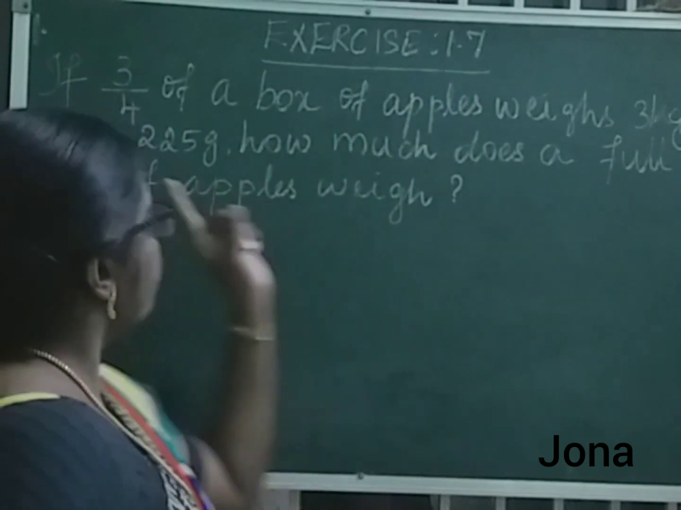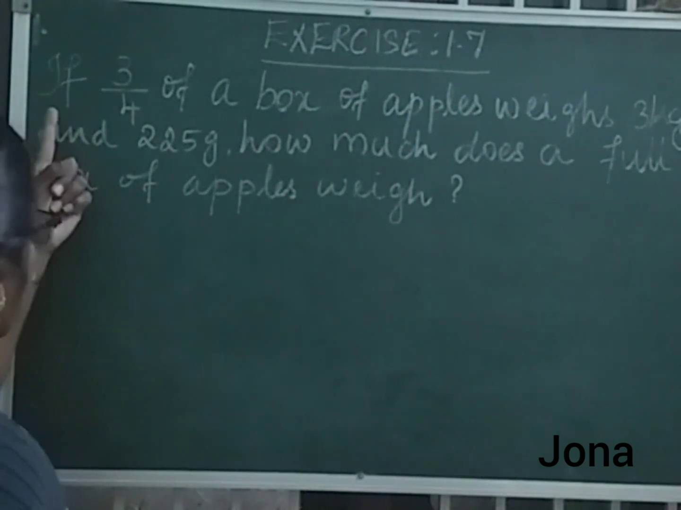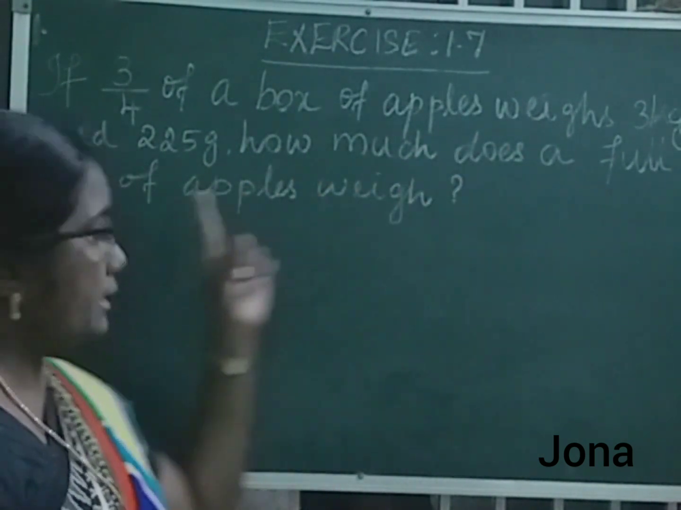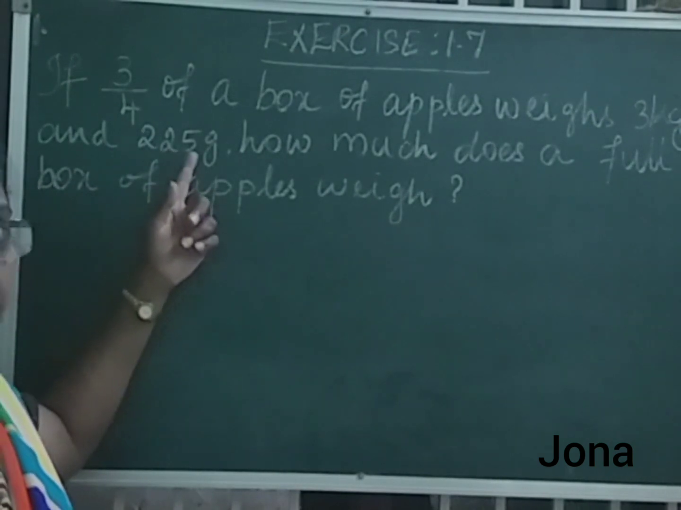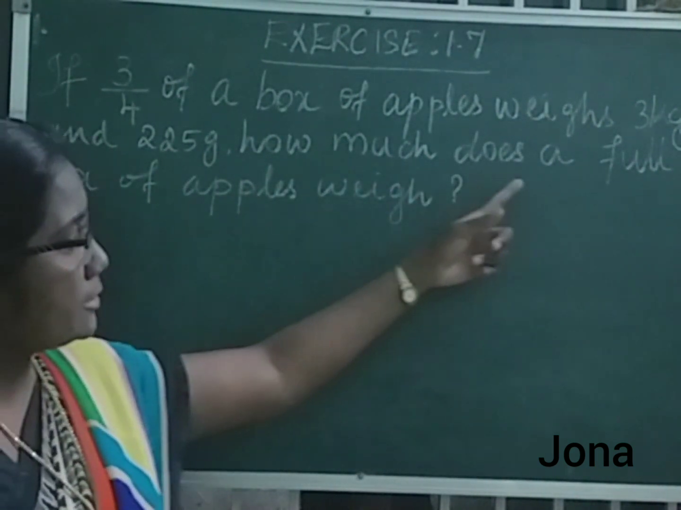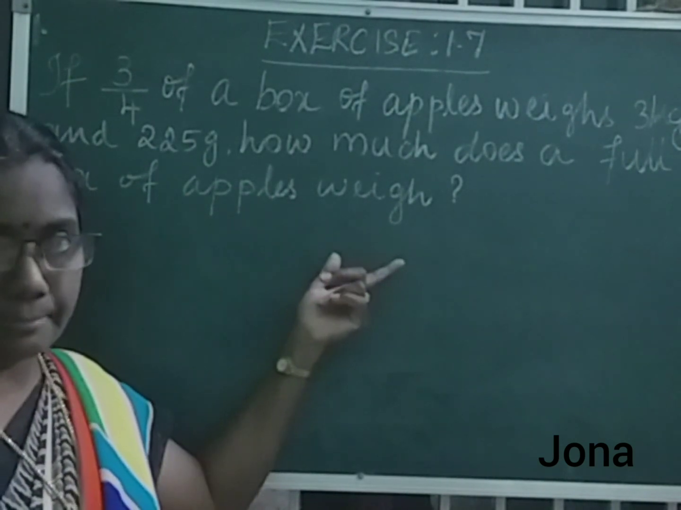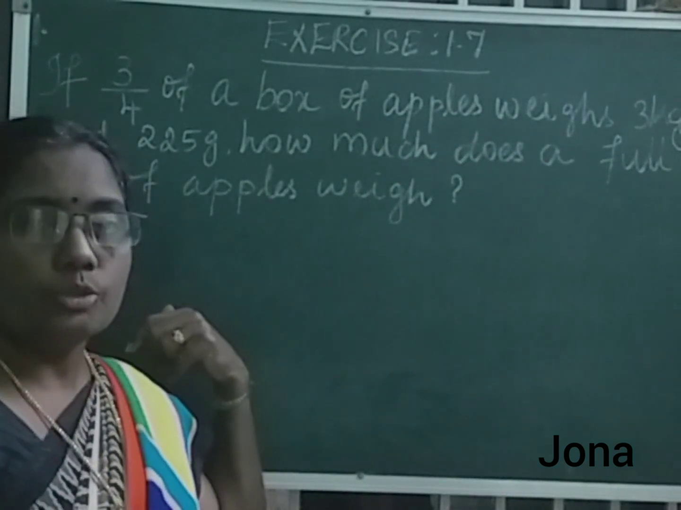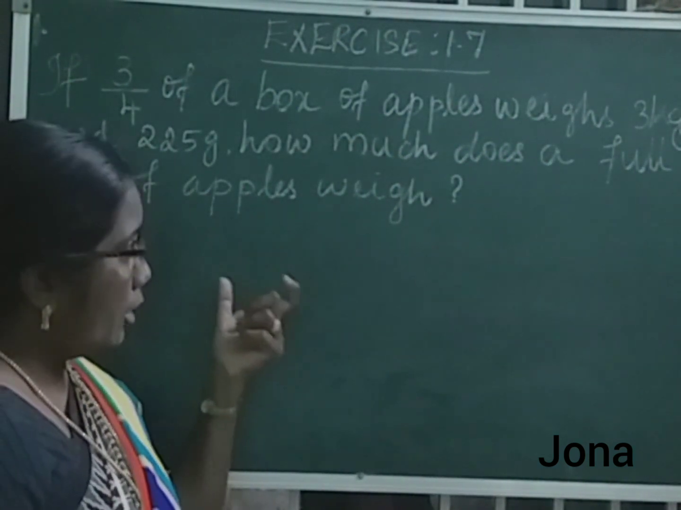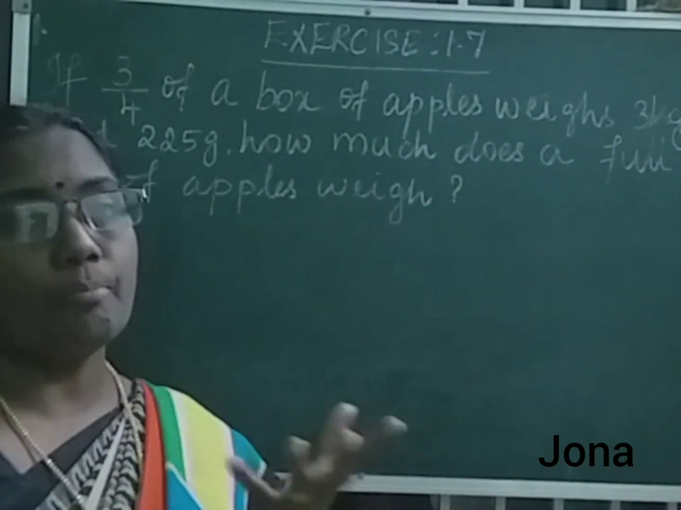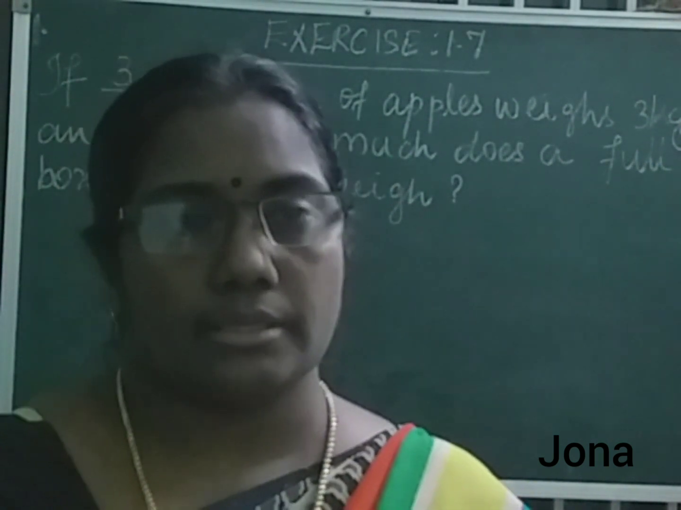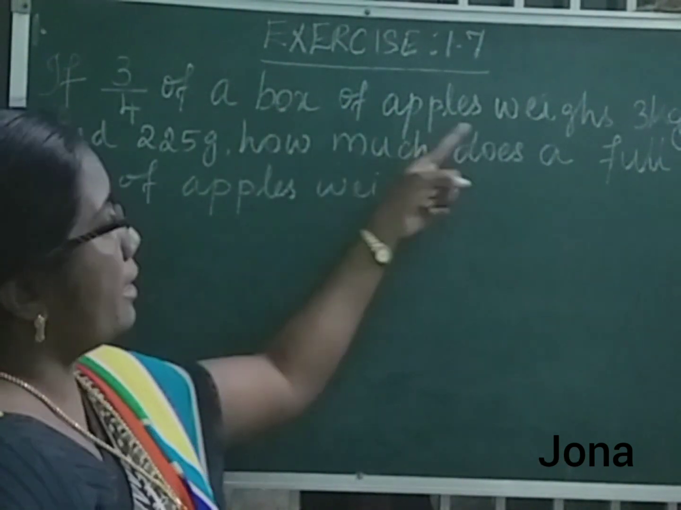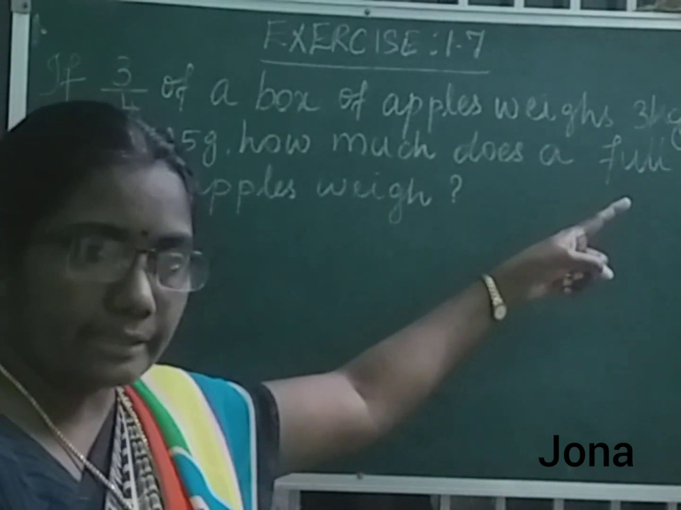Exercise 1.7, first problem. If 3/4 of a box of apples weighs 3 kg and 225 grams, how much does a full box of apples weigh? We want to find the weight of the full box. Here in the problem it's clearly given: the weight of 3/4 of the apples is 3 kg and 225 grams.